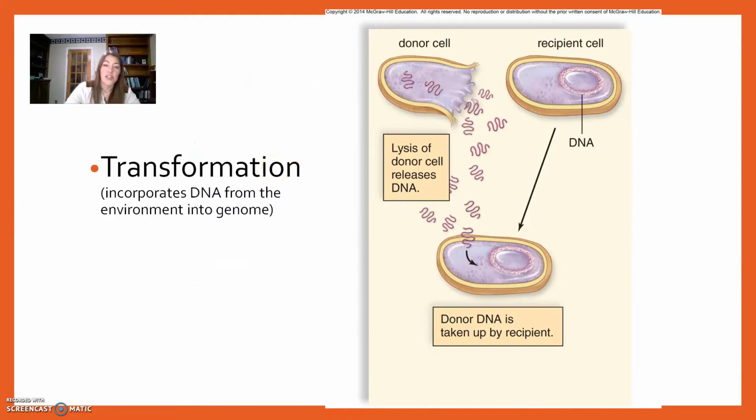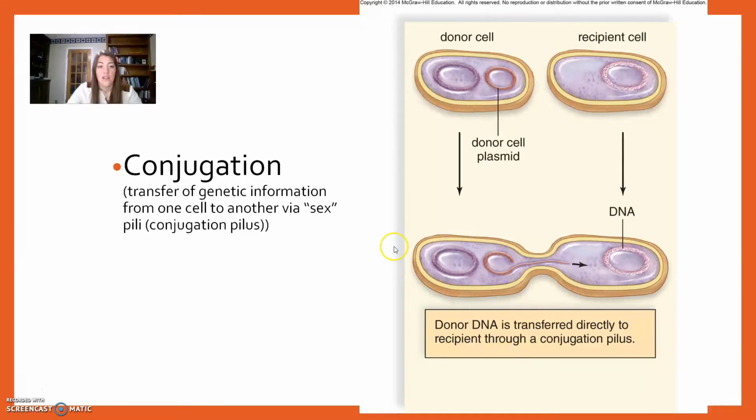So here's what transformation looks like. You have the donor cell, it lyses, it breaks open, and now you have, I guess, floaters of DNA going around. Now what can happen is that those DNAs can get inside the recipient cell and actually be taken up into that DNA. The conjugation, so you have your donor cell, your recipient cell. What happens is maybe there's some other plasmid in there or duplicated or something that's a little bit different, and then that sex pili will come and it will actually give part of that DNA or even the whole plasmid into the other cell. And so that's one way how they can transfer genetic information.